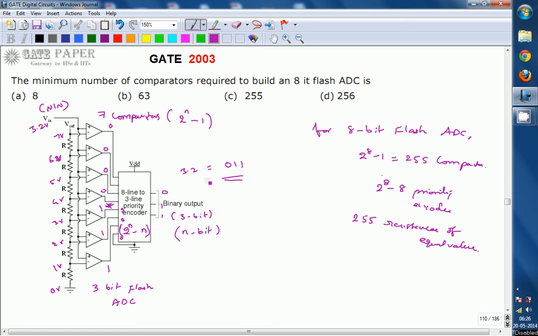And in our question, the minimum number of comparators required to build an 8-bit flash ADC is 2 power 8 minus 1. So 255 is going to be the right answer.